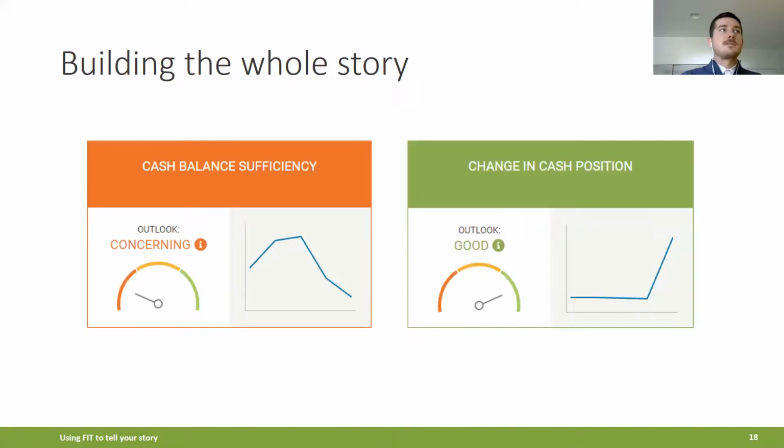Now we have the cash balance efficiency, which is showing as an orangish red color for concerning, which means that we're below that 60-day benchmark for amount of cash that we hold. But our change in cash position is green. It's been negative in years, but we have this big jump in the current year. You can tell that this tells a different story.